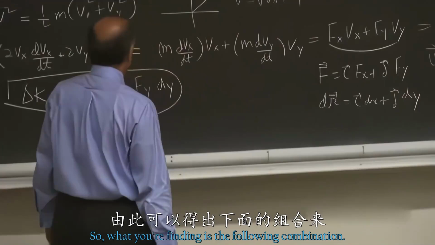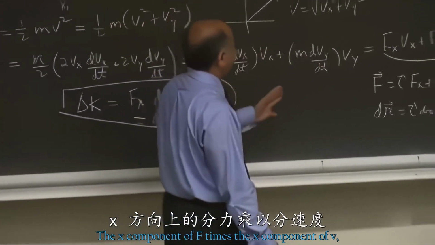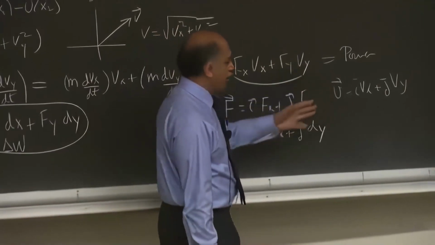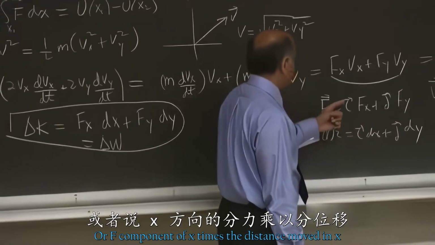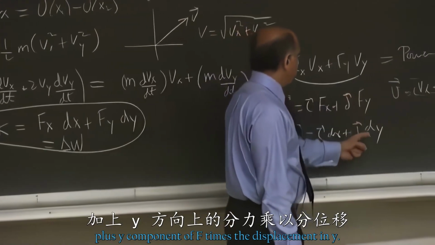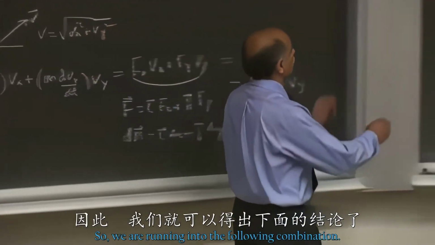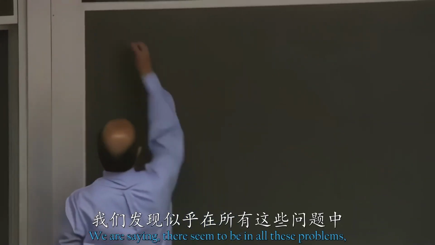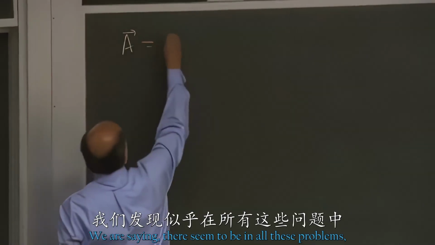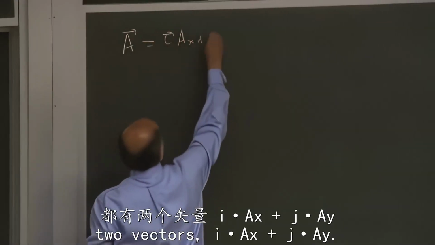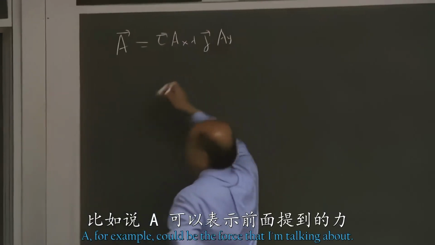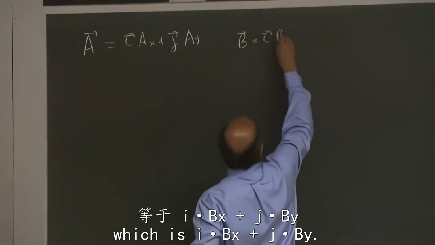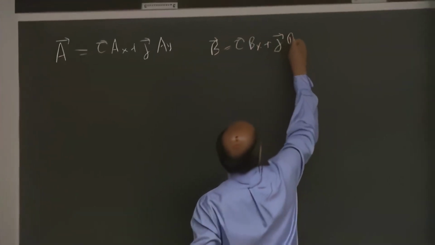So what you're finding is the following combination. The x component of F times the x component of v plus the y component of F times the y component of v. Or the x component of F times the distance moved in x plus the y component of F times the displacement in y. So we are running into the following combination. There seem to be in all these problems two vectors, A, i times ax plus j times ay. A, for example, could be the force that I'm talking about. There's another vector B, which is i times bx plus j times by.